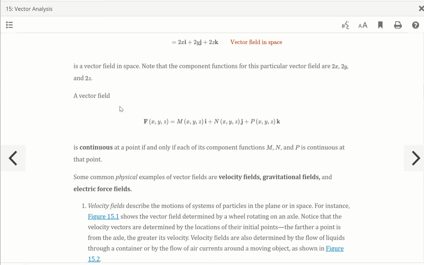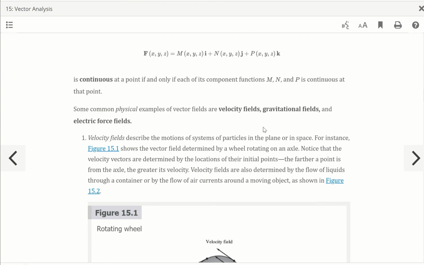We say that a vector field f of x, y, z, which is given by these component functions M, N, and P, is continuous at a point if and only if its component functions M, N, and P are continuous at that point. So keep in mind that this f is a vector-valued function. It gives us a vector. The M, N, and P, which are the component functions, are real-valued functions. And the vector field itself is continuous if each of the component functions is continuous at the point.